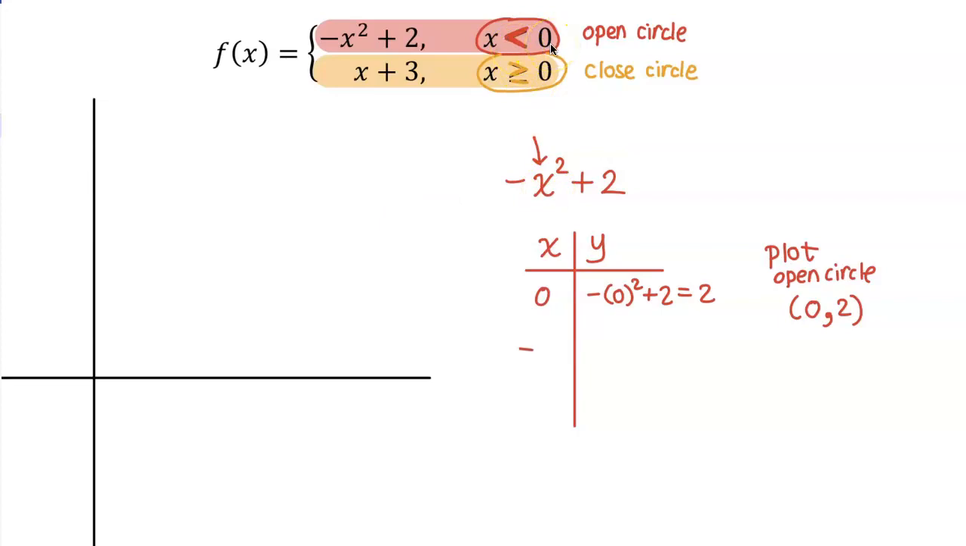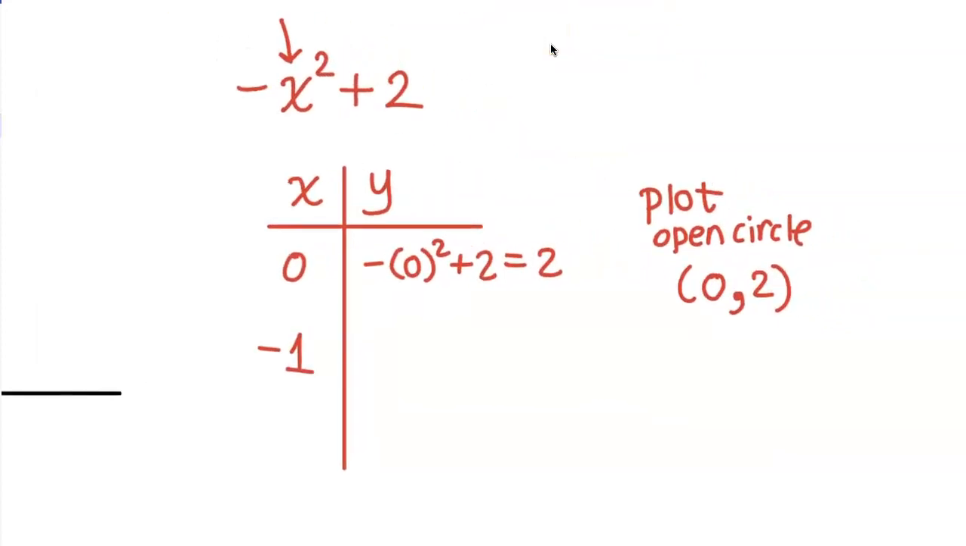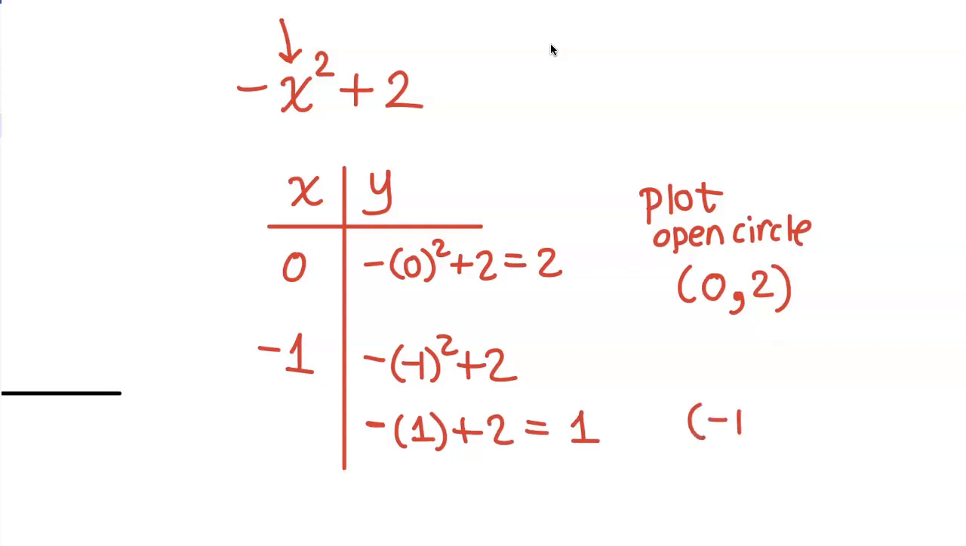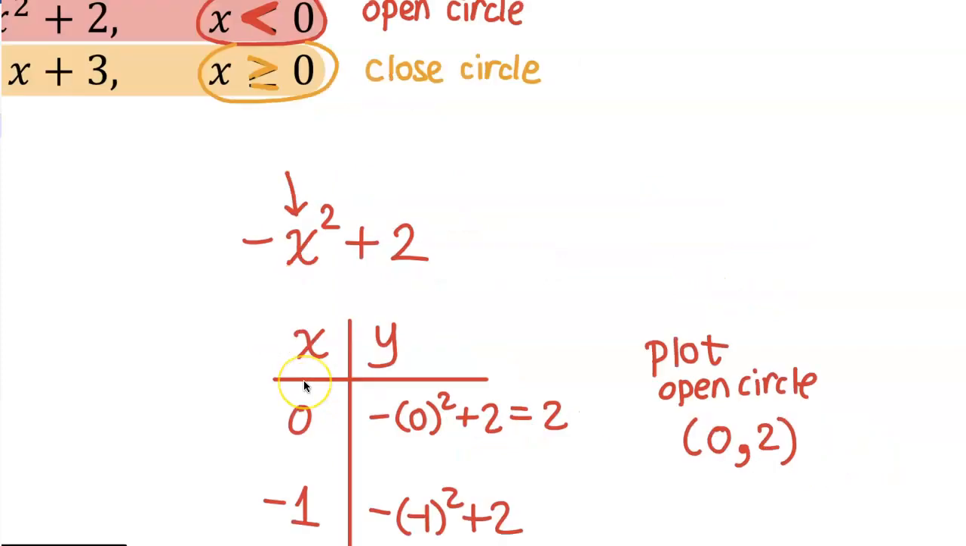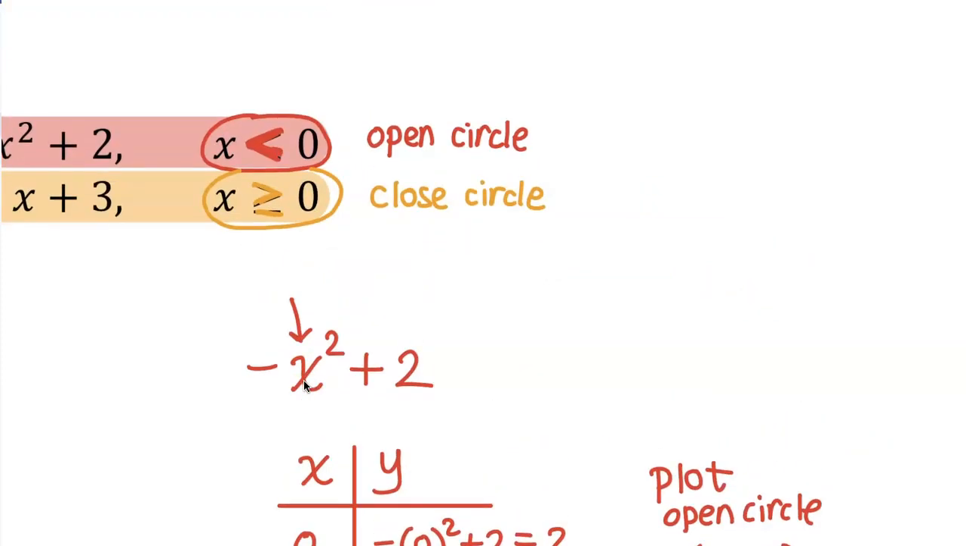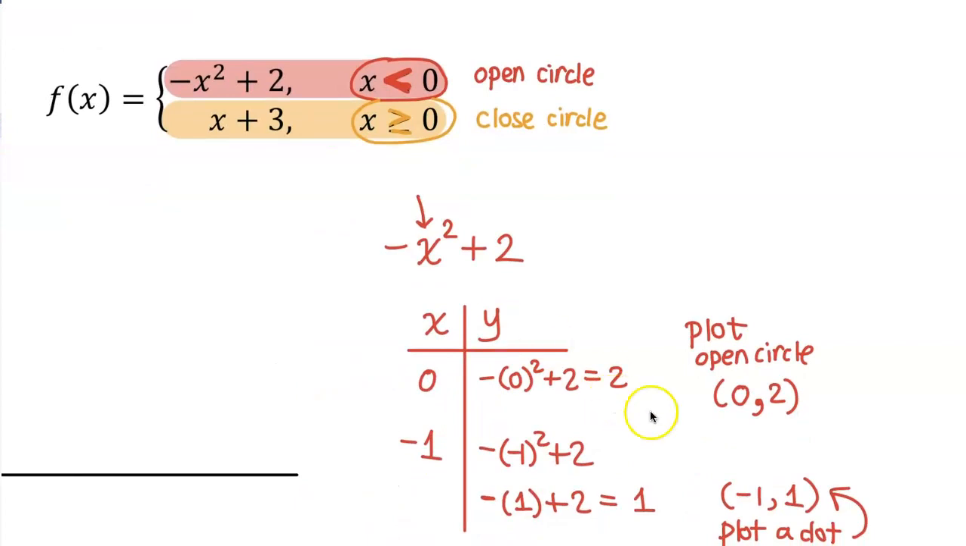I can plug in negative 1, right? So if I plug in negative 1 into that quadratic, I will get negative, negative 1 squared, plus 2. Ooh, gotta be careful. This is negative 1 plus 2, and that is positive 1. So I'll be plotting another point at negative 1, 1. But this point will not be an open circle. Just plot a regular dot at negative 1, 1. We're not using an open circle because negative 1 is less than 0. The only place that you will plot an open circle is at that 0, 2.